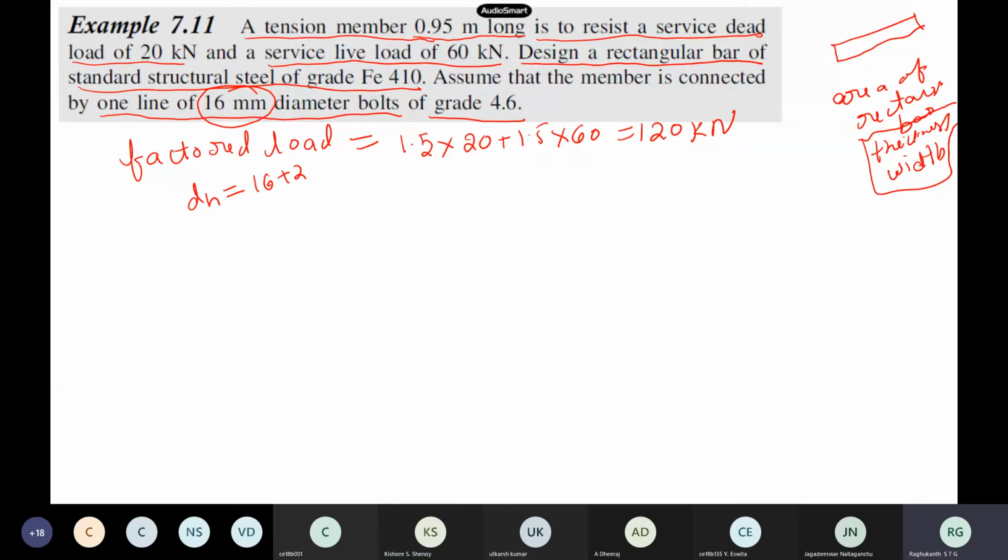But here also, when you design a tension member, there are two things. One is a punched hole, the other one is a drilled hole. So for a punched hole, what will happen now? You have to add extra clearance. How much?